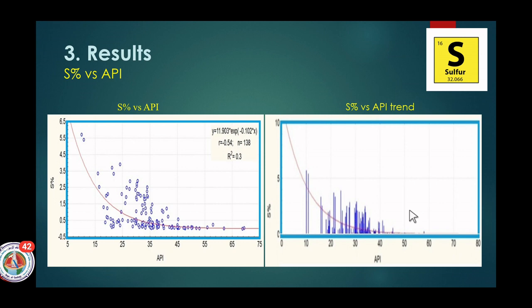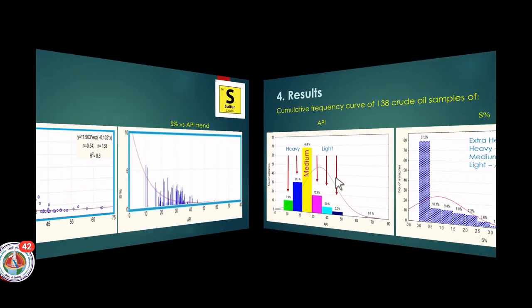The next slide, I am still in results, and this slide is just for a detailed presentation of sulfur content percent against API. Anyway, a negative relationship appears in both these figures.